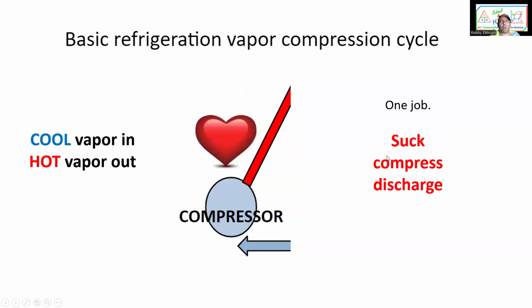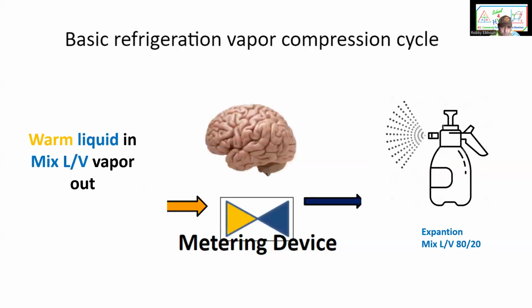Next, the refrigerant goes into the compressor. It enters as cool vapor and goes out as hot vapor. The compressor has only one job: suck, compress, and discharge. That's all it does. Not very smart. But it's the heart of the system because its job is also to circulate the freon, to move the refrigerant around. Next, we have the condenser.